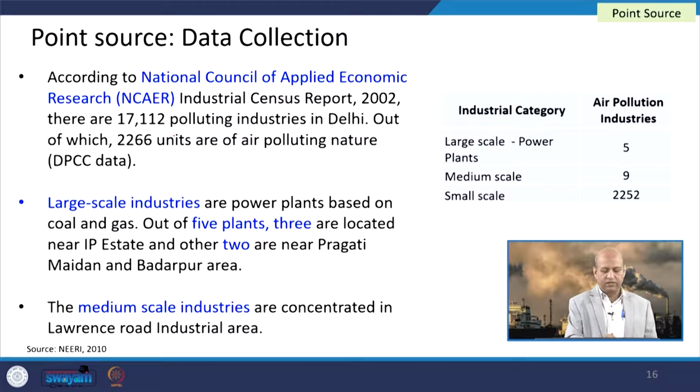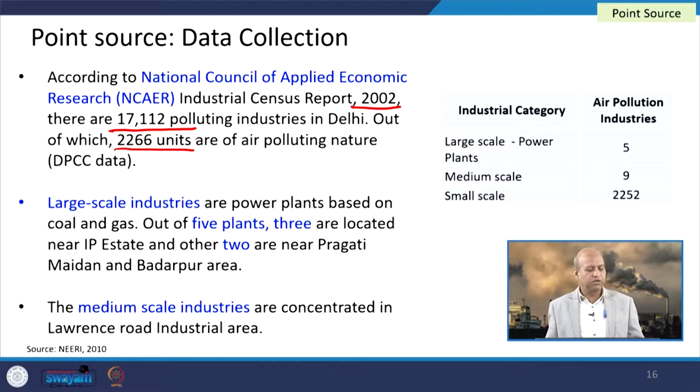There are like, in 2002 this was 17,112 polluting industries. So, that way those data have been there, and this 2,266 units are polluting in nature from DPCC data that was taken out of which. Okay. So, segregation has been there, large scale, medium scale, small scale.